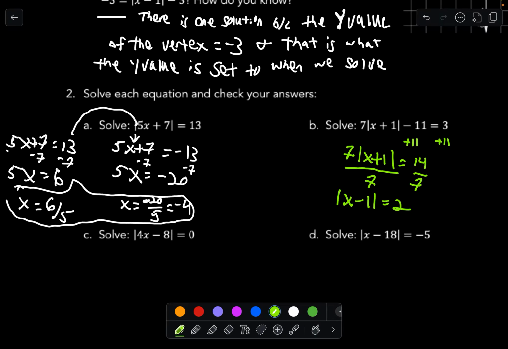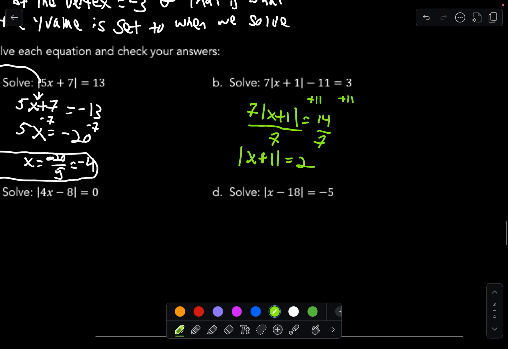Sorry, I'm getting confused. Okay, I know what I'm doing. We get absolute value of x plus 1 equals 2, which means x plus 1 equals 2, and x plus 1 can equal negative 2.